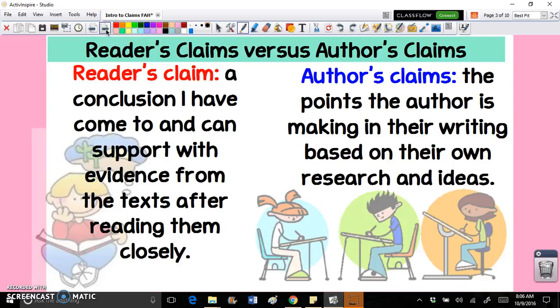All right, so now there are really two types of claims that we're going to be looking at in the ELA class. There are the reader's claims, and then there are the author's claims. So the reader's claim is a conclusion that you, the reader, come to through the reading of a text, and you can support it with evidence from the text. The author's claim is kind of like when we're writing an essay, it's our thesis statement, right? Or even our topic sentences might be considered our claims for each paragraph. So the author's claim is the point that the author is trying to make in their own writing, and it's based on their own research and their own ideas.